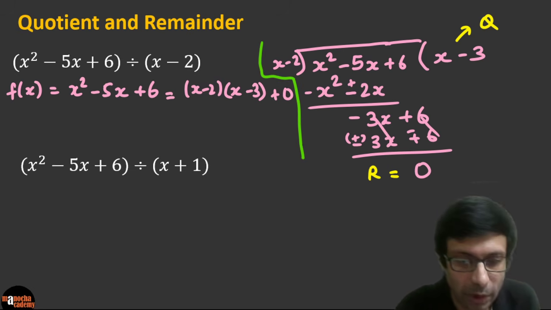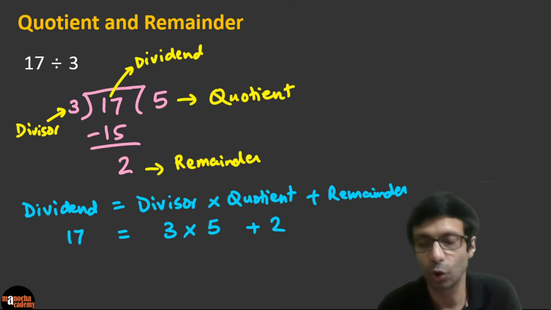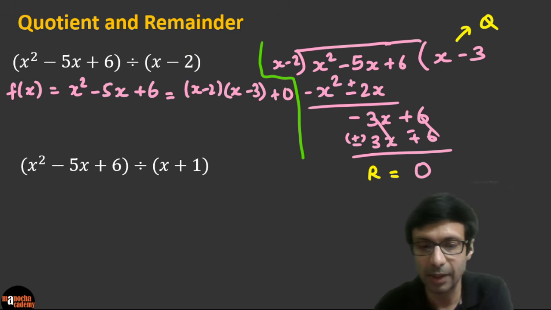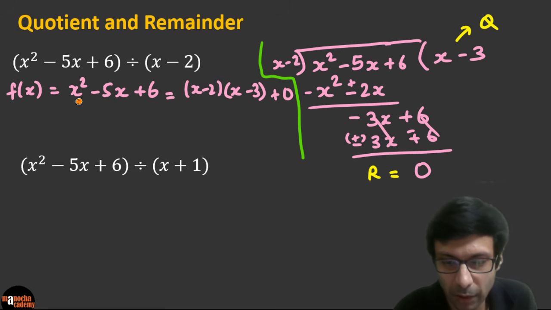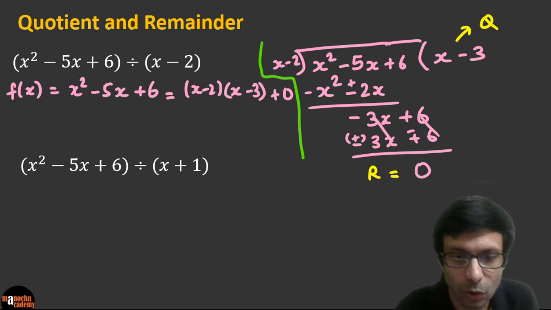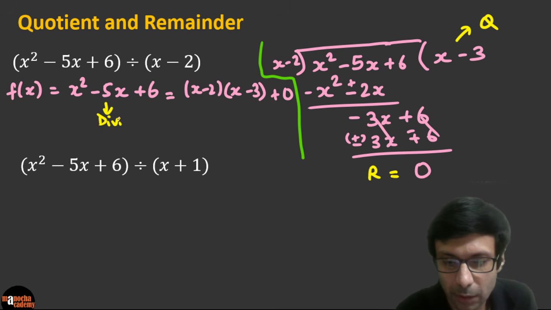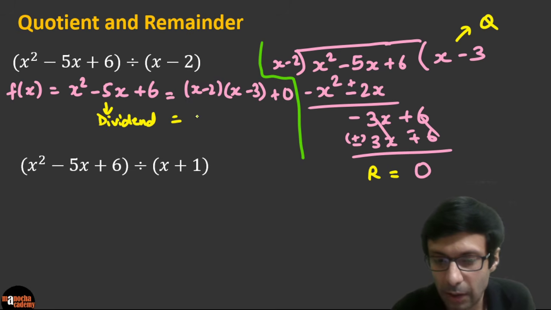So just like we wrote this, dividend is divisor times quotient plus remainder. We've expressed this same division in this form, right? Pretty simple. So look here, we've taken this polynomial and we can express the dividend, so you can see here, this is our dividend, right?